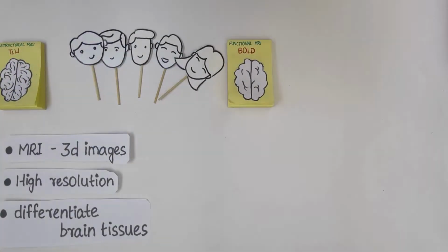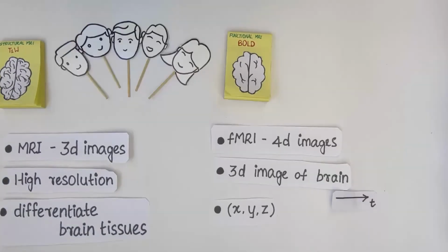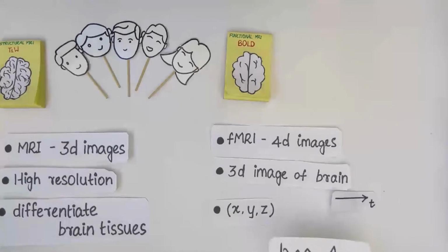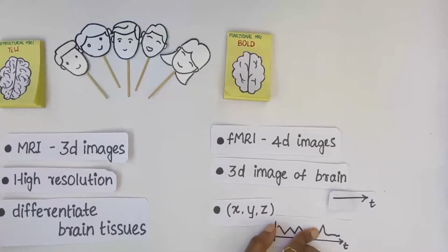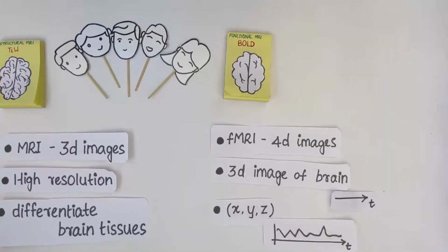On the other hand, functional MRI images are four-dimensional images of the brain, meaning they are 3D images but over time. So every three-dimensional coordinate XYZ in the brain image has a time series associated with it, for every value of the BOLD signal that this coordinate takes over the period of the scan acquisition time.